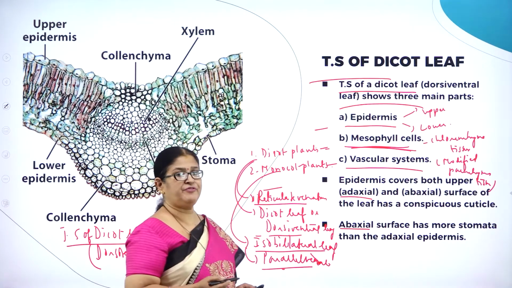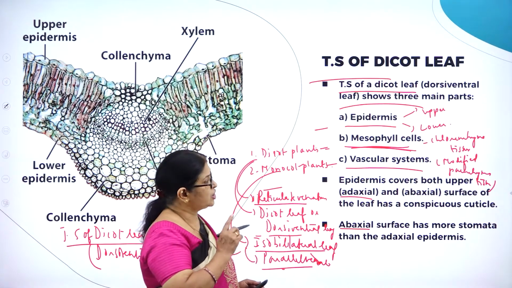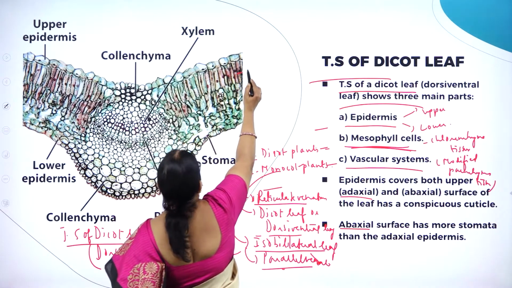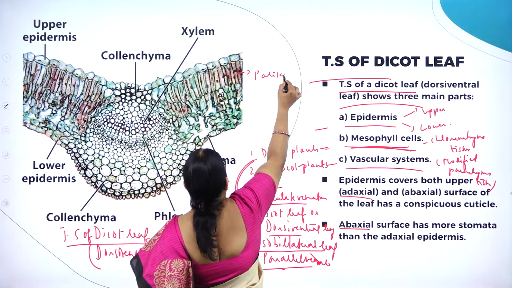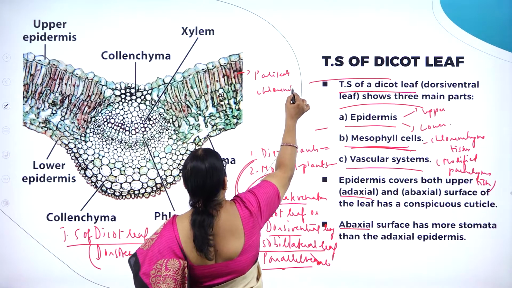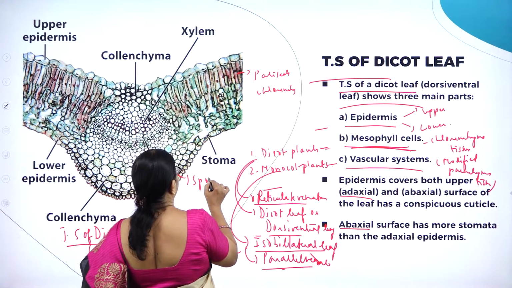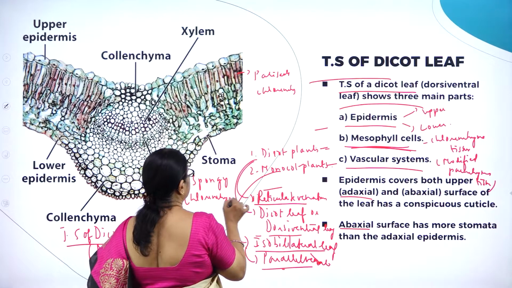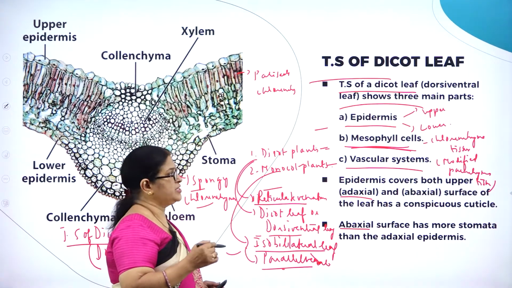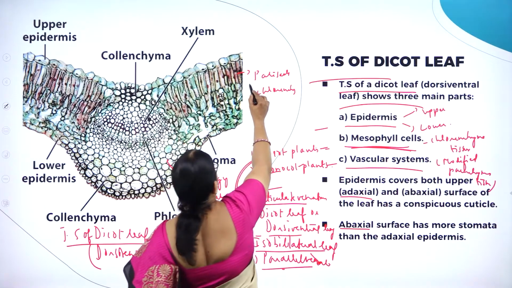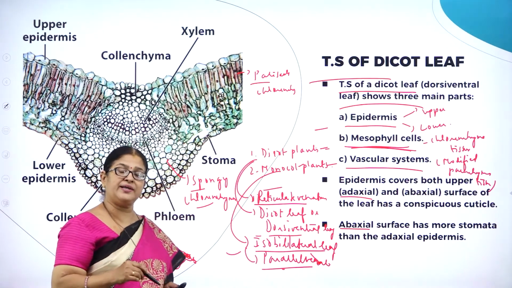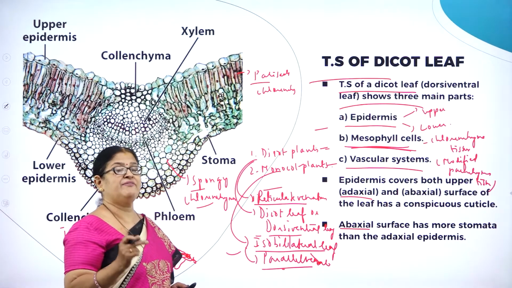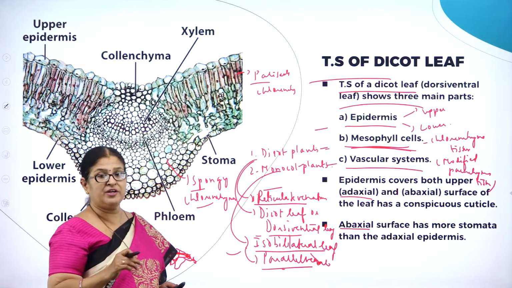And here in mesophyll, one thing you have to understand: the chlorenchyma tissue is of two types. Here you can see this is called palisade chlorenchyma. Here this is called spongy chlorenchyma. So mesophyll, that is chlorenchyma, is of two types. One is called palisade, which are elongated, compactly arranged cells laden with chloroplasts. What are spongy chlorenchymas? They are spherical cells having large intercellular spaces and filled with chloroplasts.